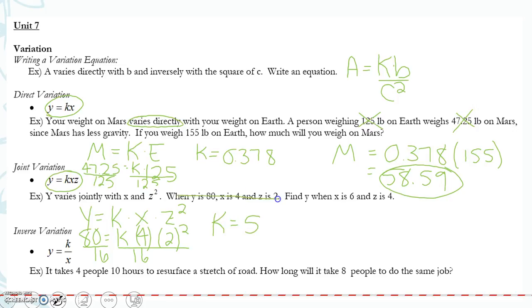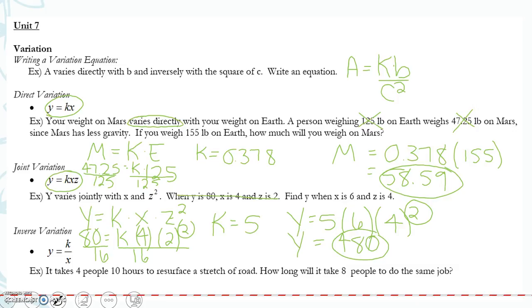So again, I don't need this information anymore. I'm going to find y. So y equals, I'm going to plug in the k I just found. It says x is 6, z is 4. I have to square that second z as well. So notice I'm squaring it here and I'm squaring it here. That's the biggest mistake I see. When I plug that into my calculator, I get 480.